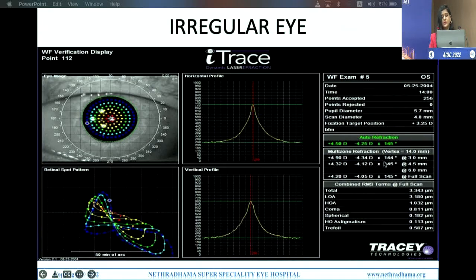It also splits the total aberrations into lower order and higher order aberrations, and the HOAs it further splits into coma, spherical aberrations, and trefoil, etc.